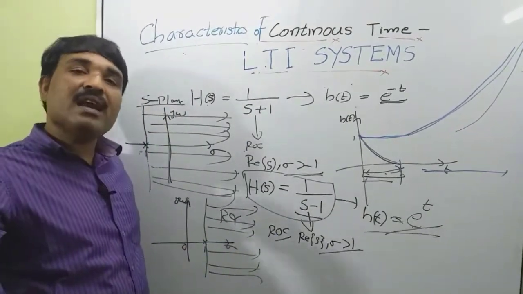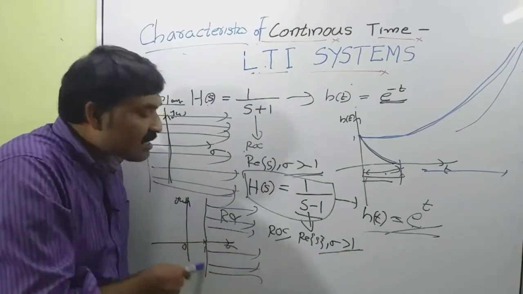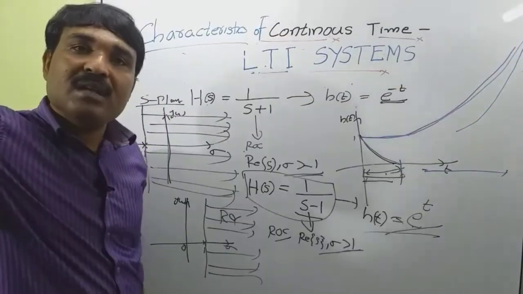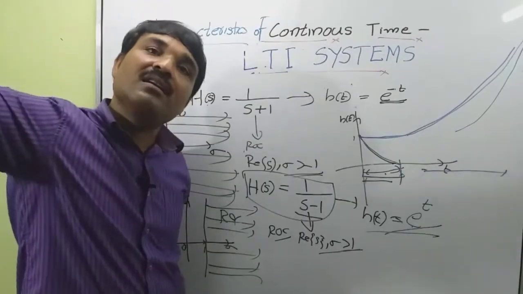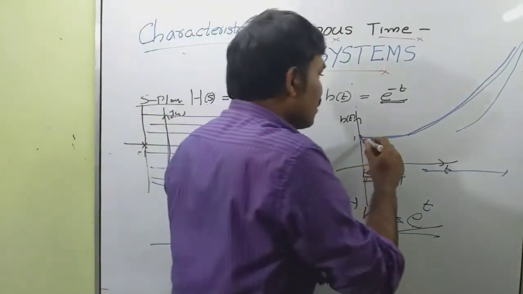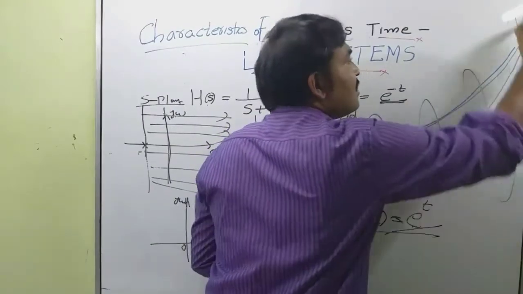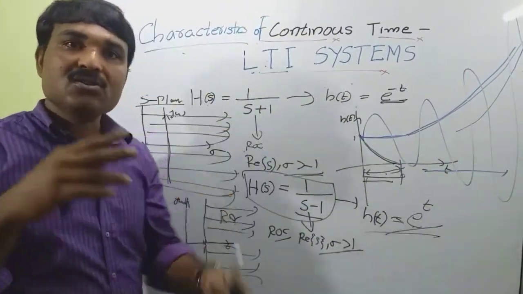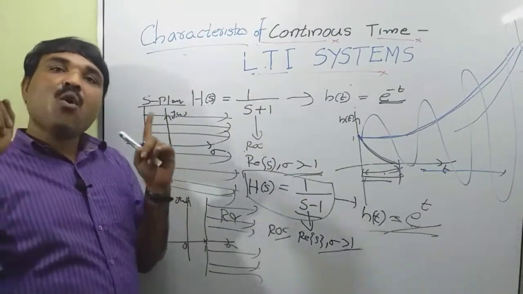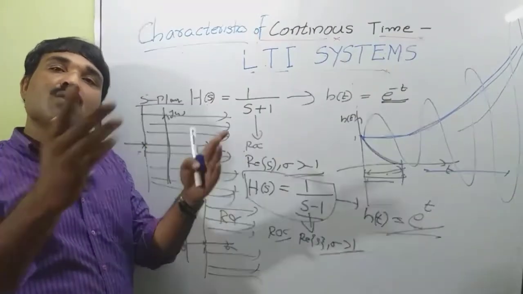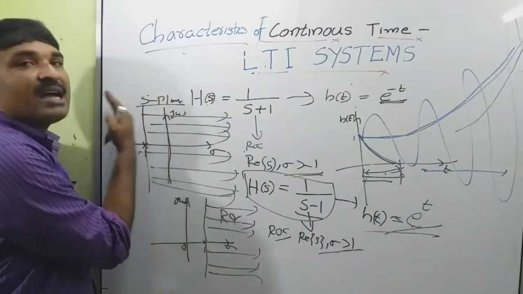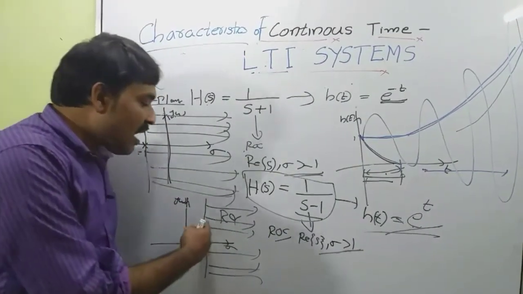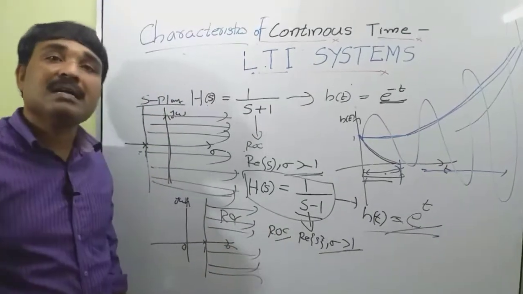So if any poles lie on the RHS of the S-plane, then the impulse response will grow to infinity, either exponentially or sinusoidally. Anyway, it goes to infinity. Suppose for a second order system, it will go towards infinity in this manner, and the system collapses. So the condition for stability is that all the poles of the system should lie on the left hand side of the S-plane, then the system is stable. If any poles lie on the RHS of the S-plane, the system becomes unstable.